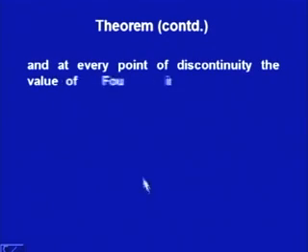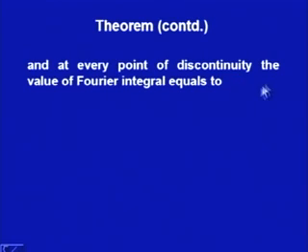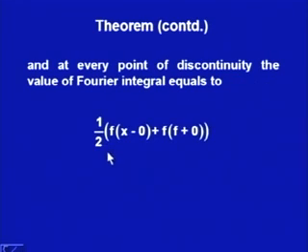Moreover, at every point of discontinuity, the value of the Fourier integral equals the average of the left hand limit and the right hand limit. This should be f of x minus 0, that means the left hand limit at x, and f of x plus 0, that is the right hand limit at x. So, at a point of continuity the value of the function would be equal to that Fourier integral, and at a point of discontinuity the value of the Fourier integral would be equal to the average of the right hand and left hand limits. Let us see this in an example.